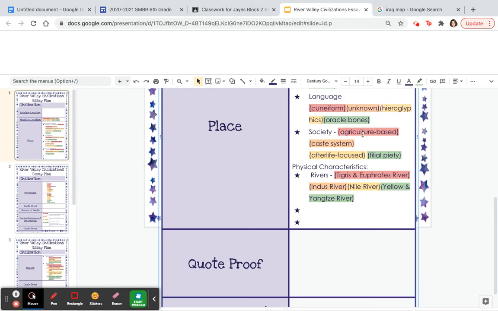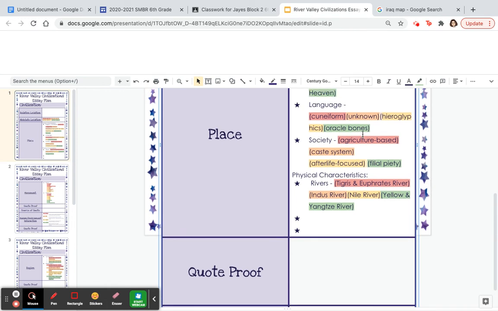Society. The ancient Mesopotamians were based around agriculture, so farming, because they were the first to create the plow, domesticate animals, and farming, and the first to create a settled civilization. In the Indus River Valley, society was based around the caste system. The Brahmins, the Kshatriyas, the Vaishyas, the Sudras, and the Untouchables. It determined your way of life as well as how other people would treat you.